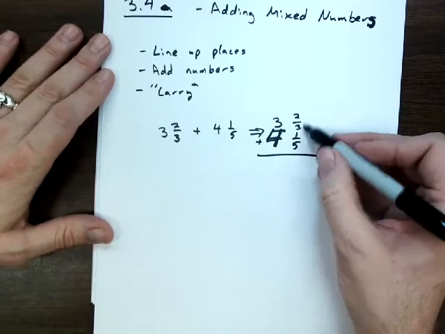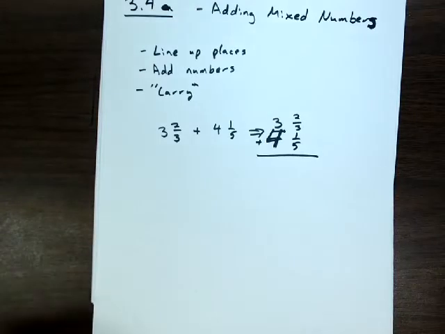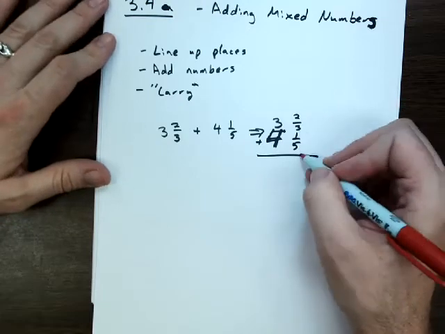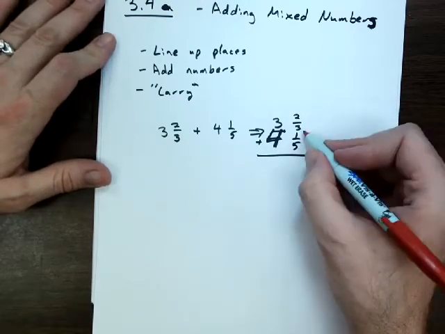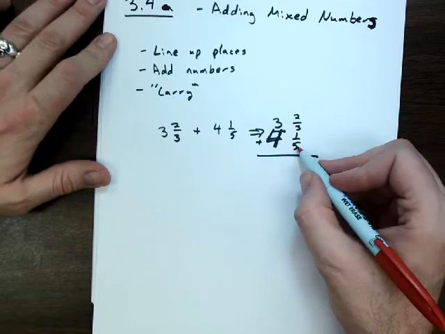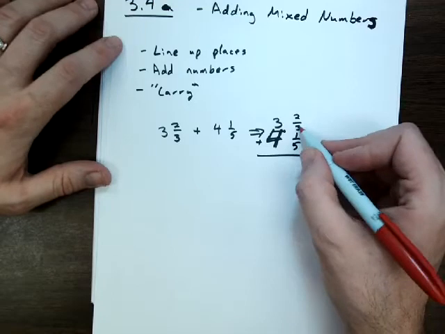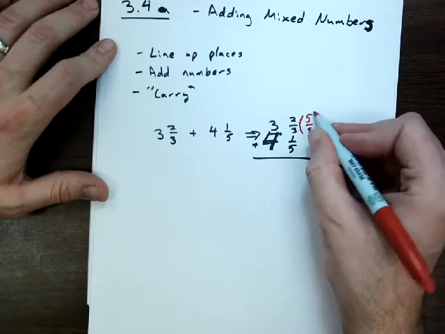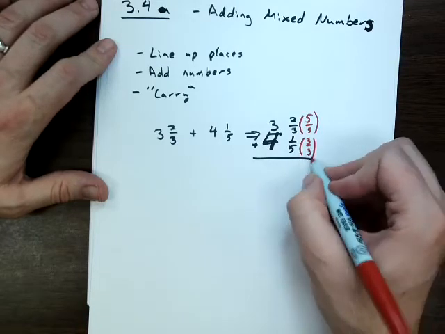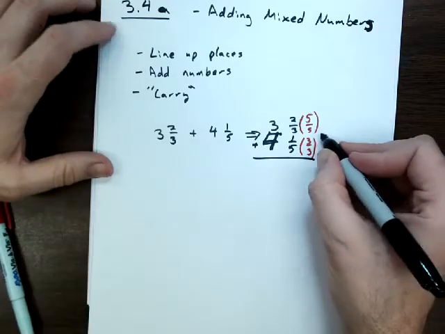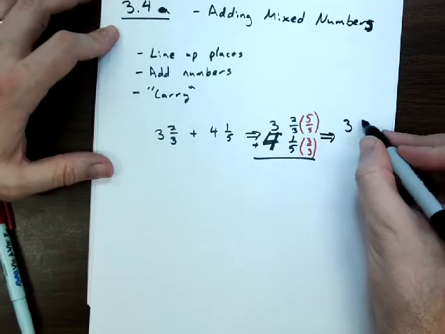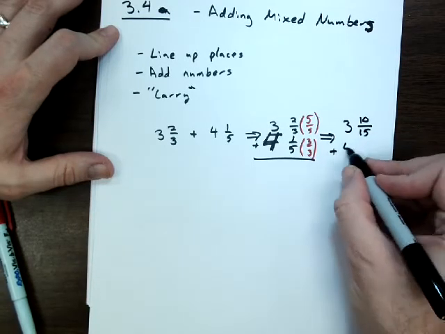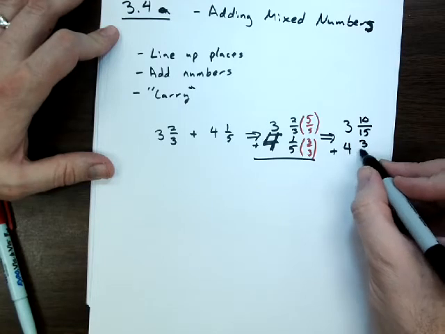Okay, now I need to come up with a common denominator. It looks like my common denominator between thirds and fifths is going to be 15ths. My thought process there is, well, common multiples of 5 are 5, 10, and 15, and 15 is the first multiple of 3. So I'm going to multiply this one by 5 over 5, multiply this one by 3 over 3. So now I've got 3 and 10/15ths, and I'm adding to that 4 and 3/15ths.